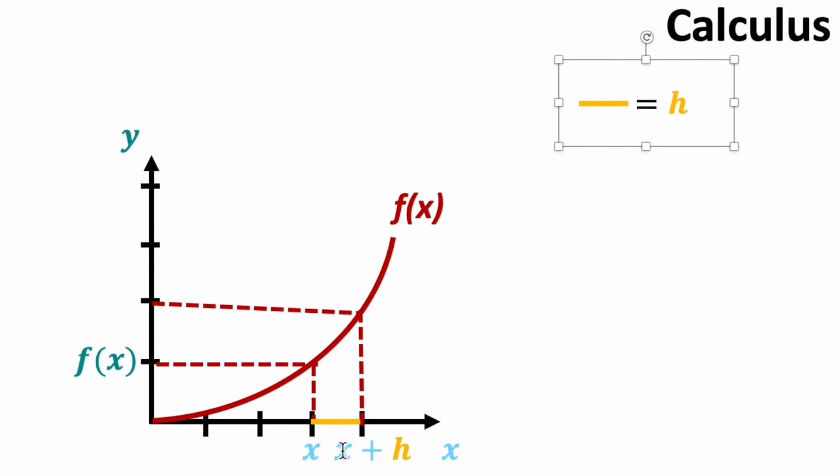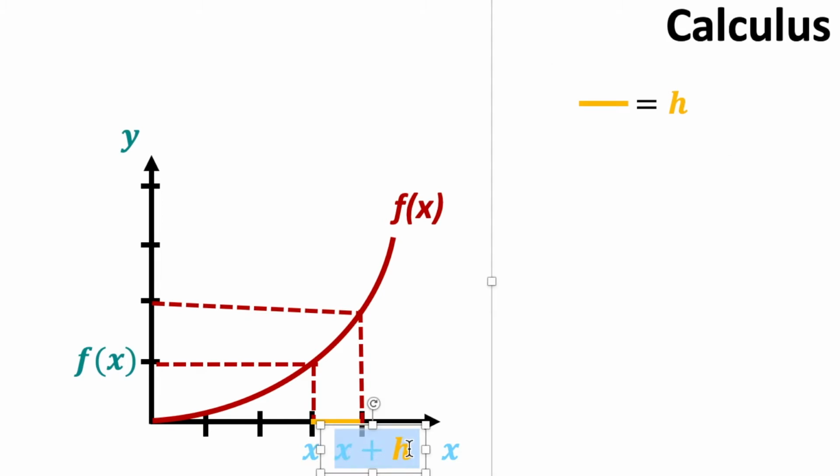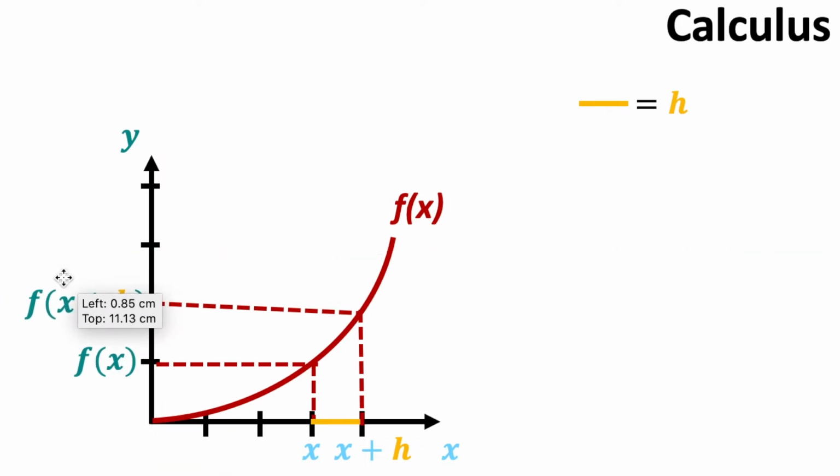So this is its new name. We're just going to call it x plus h. And now we've used this method to name the y point, so we're just going to use the exact same method. So here you can see we call it f of x plus h, because this is our x value. We call it x plus h.